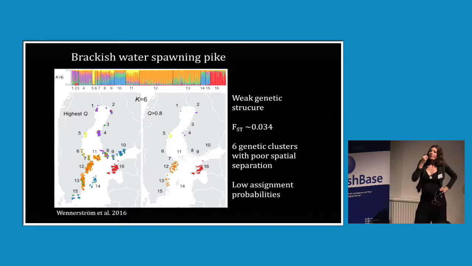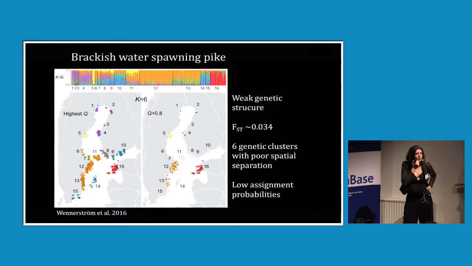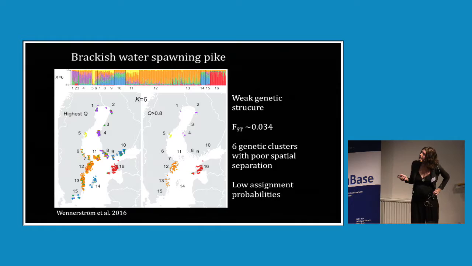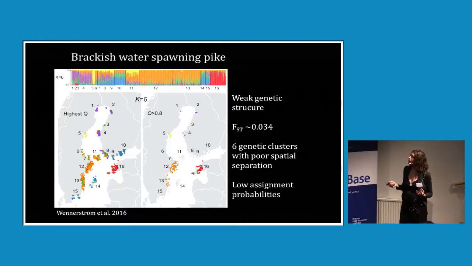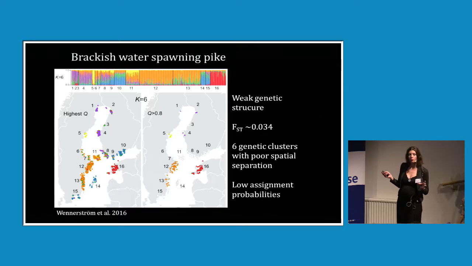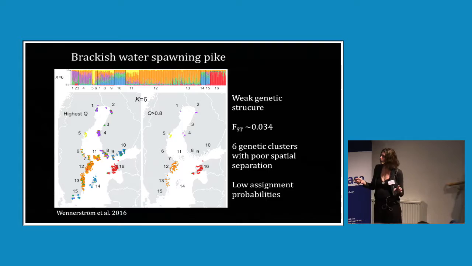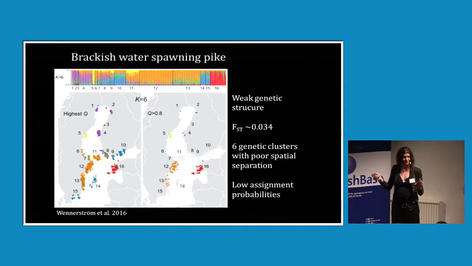But then we have the brackish water type. If we just look at pikes in the Baltic Sea, not in the freshwater streams that are connected to the Baltic Sea, we see quite a different pattern. Over the Baltic Sea, instead of very strong genetic structuring, we find very weak genetic structuring. We have FST values of only about 3 to 4%, and that is compared to 10% between populations that were very close together. Here it's only 3% over the entire Baltic Sea.